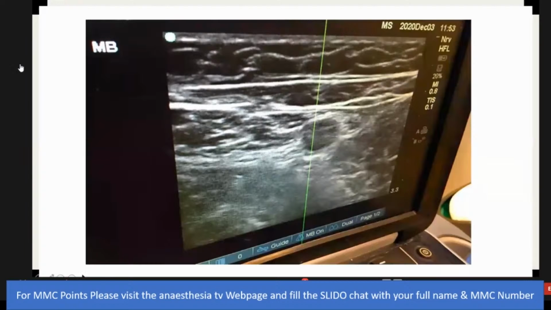This is the ultrasound picture at the proximal end of the adductor canal, where the medial border of sartorius intersects with the medial border of adductor longus.